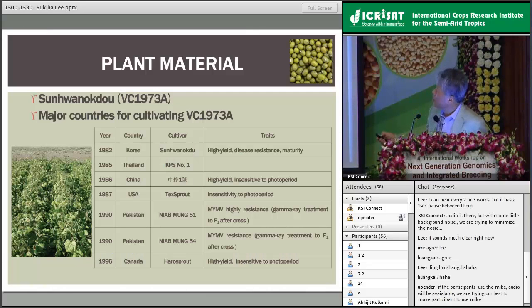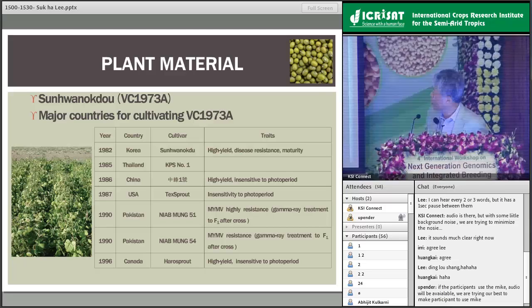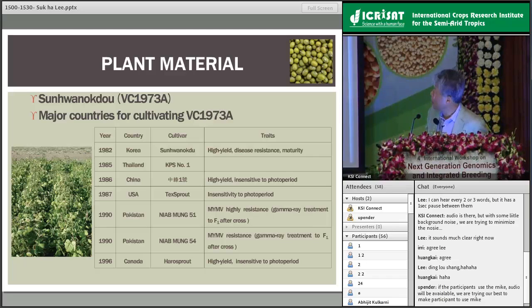For this study, we selected VC1973A, developed at the AVRDC in Taiwan. This VC1973A was introduced into Korea in 1982 and renamed Sananokdu. You can see VC1973A was grown in many countries, from low latitude Thailand to high latitude Canada. So probably VC1973A is insensitive to photoperiod.